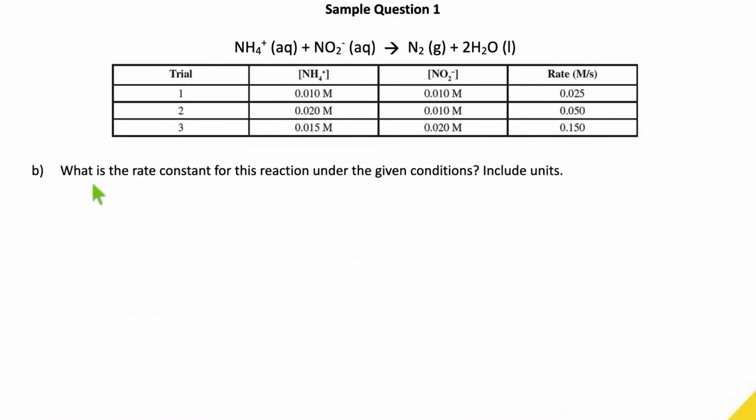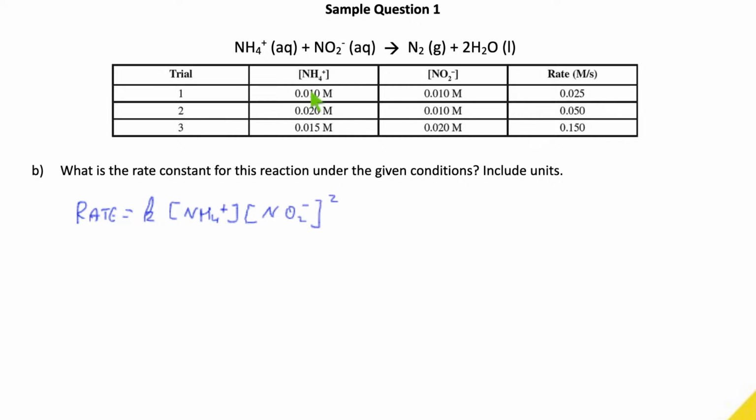Part B says, what is the rate constant of the reaction? Include the units. So I know the rate is equal to a constant, concentration of NH4 plus, concentration of NO2 minus squared.